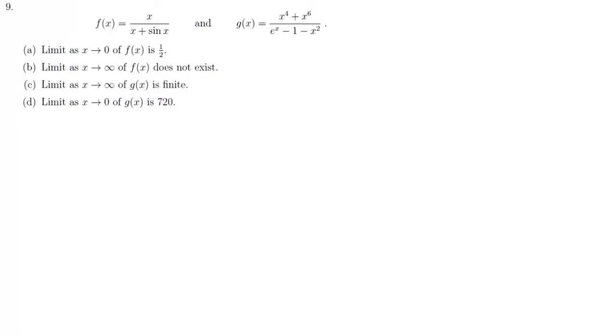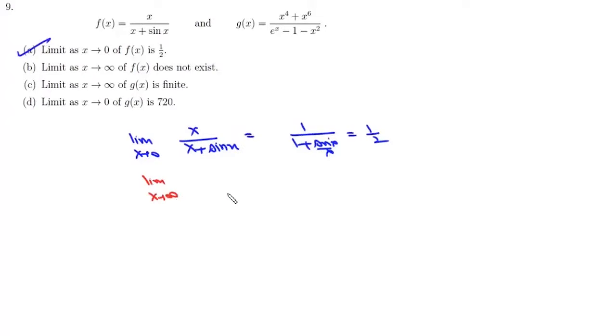Now question number 9 is we need to find these limits. For this function f(x), if we take this limit as x tends to 0 of x upon (x plus sin x), we can write this as 1 upon (1 plus sin x upon x). Now sin x upon x is 1, so this value is 1/2, so this option A is correct. Now if we take this limit as x tends to infinity, we can write this as 1 upon (1 plus sin x upon x). Now sin x oscillates between minus 1 and 1, upon infinity, so it will be 0. So in this case the value of this limit is 1. So this limit exists, so this option B is incorrect.